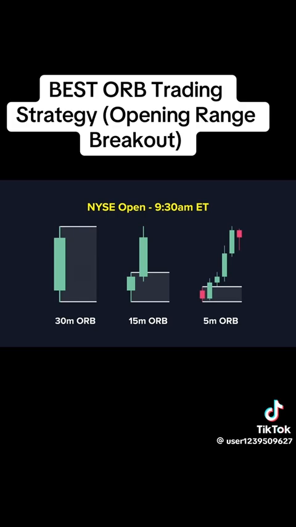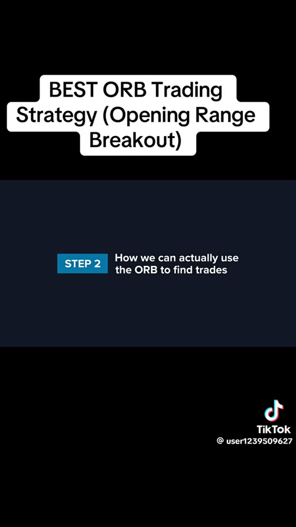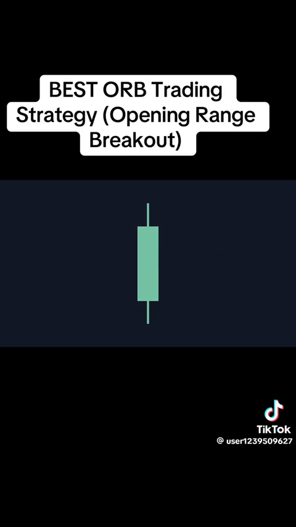So now that we have covered how we identify the ORB, let's move on to the next step, which breaks down how we can actually use it for finding trade setups. So as we mentioned before, the first part for identifying the ORB range involves waiting for the 9:30 US stock market to open, and then we wait for the close of the first candle.